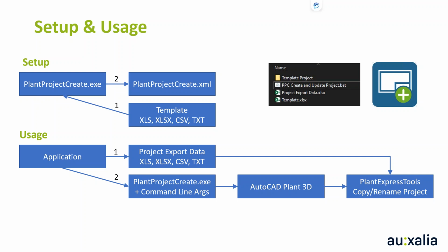For the first part, you need especially one file, and that's either an Excel file, a CSV, or a text file. That is a file which tells PlantProjectCreate which columns, which project and drawing properties should be handled or filled out. There are some mandatory properties or settings like the project path and the project name. That's about it when it comes to the project.